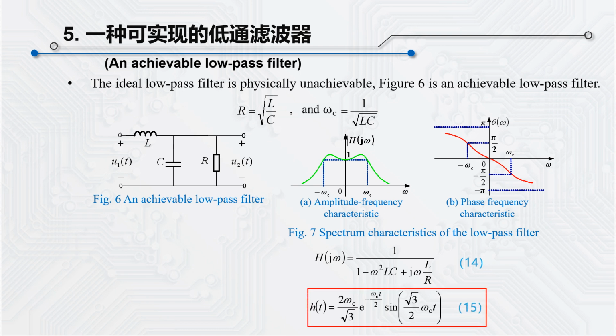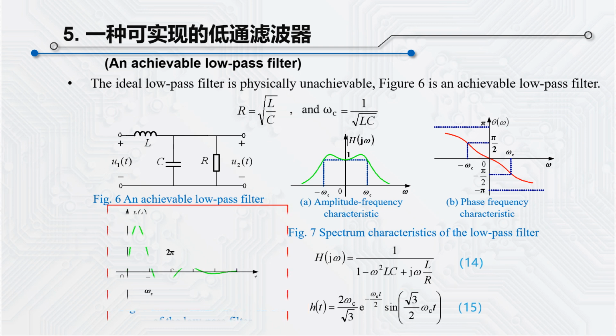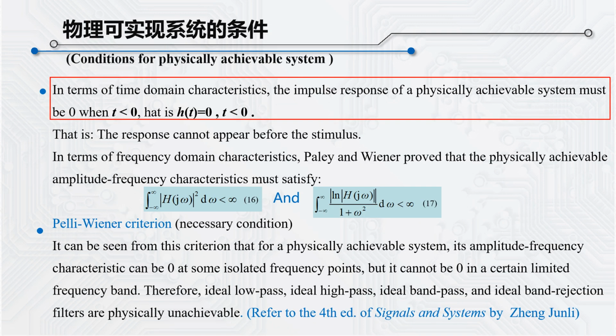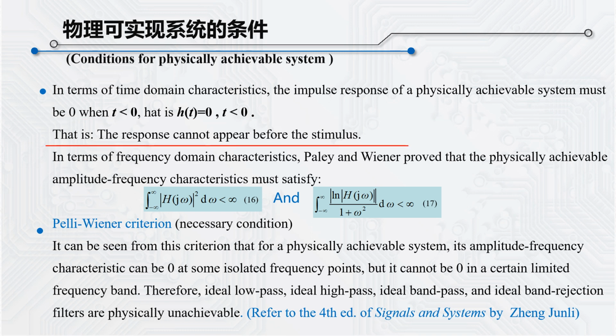Formula 15 expresses the low-pass filter h(t). Its waveform is shown in figure 8. Here we can find that when omega c approaches infinity, h(t) approaches delta(t). We have mentioned the physical achievability of system. But what is the condition for an achievable system in physics? In terms of time domain characteristic, the impulse response of a physically achievable system must be 0 when t is less than 0. In other words, a physically achievable system must be a causal system.